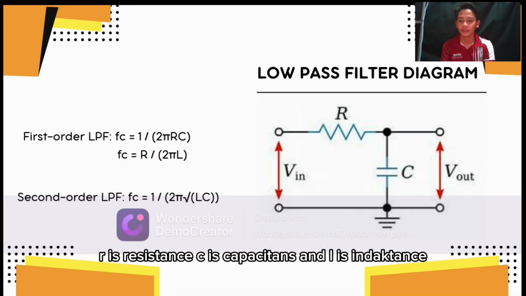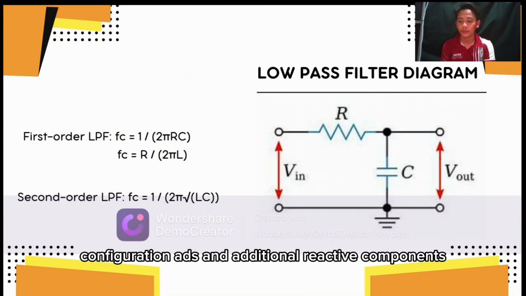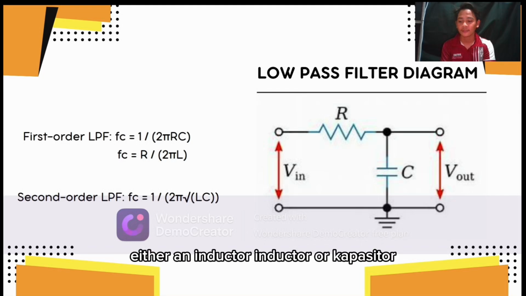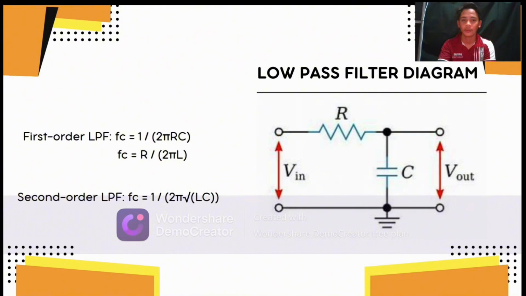Second order low pass filter, Fc equals 1 over 2 pi square root of LC. This configuration adds an additional reactive component, either an inductor or capacitor, increasing the steepness of the roll-off. And low pass filter diagram, the circuit diagram shown is a basic RC filter. The resistor and capacitor work together to determine the cutoff frequency, effectively controlling which frequencies are allowed through the circuit.